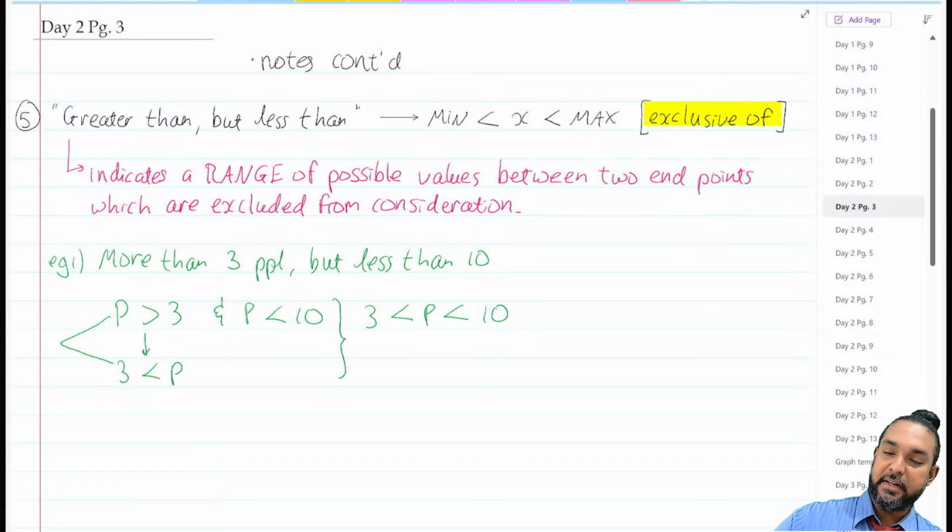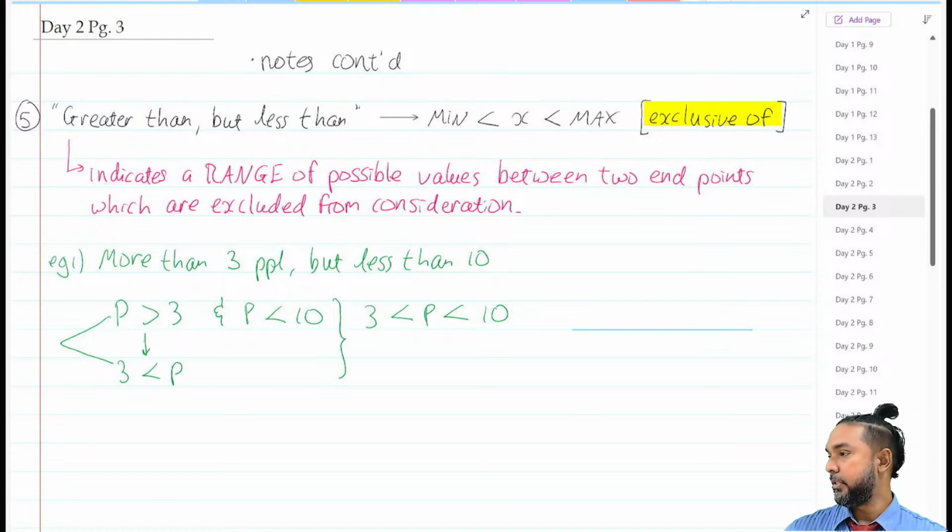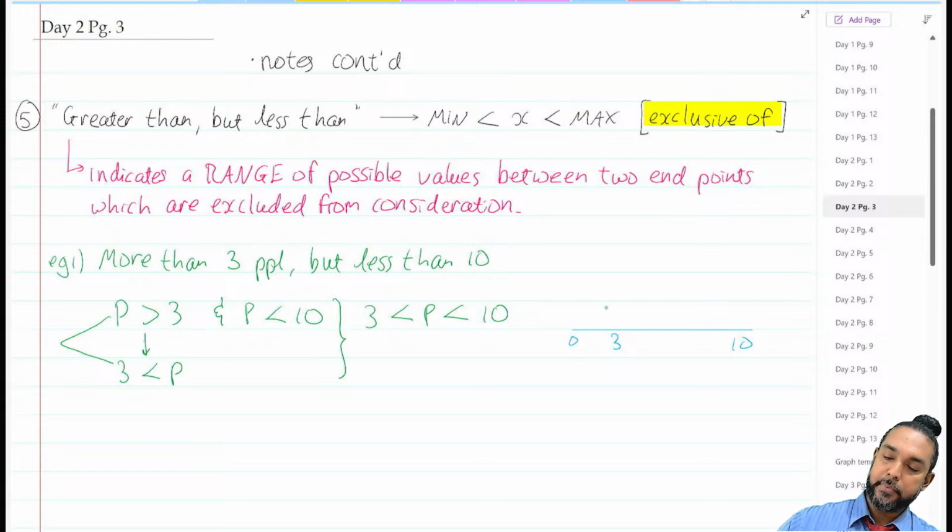And if you wanted to indicate this on a number line, what would happen? So you put your say 0, your 3, and let's say a 10 here.